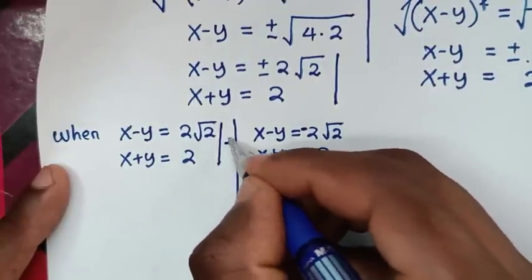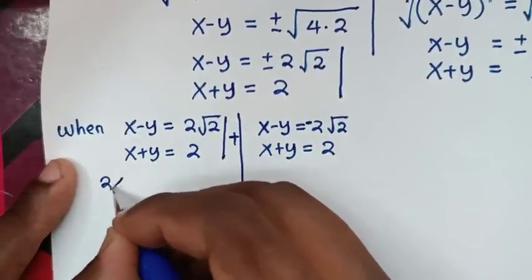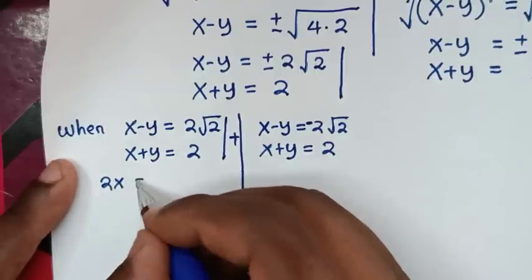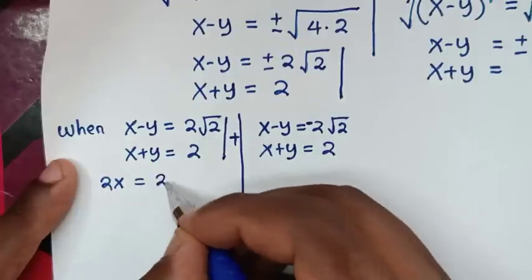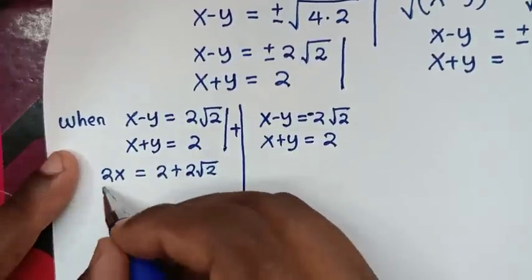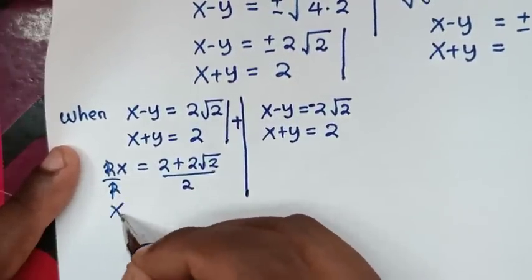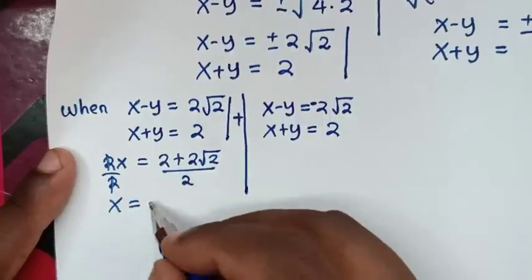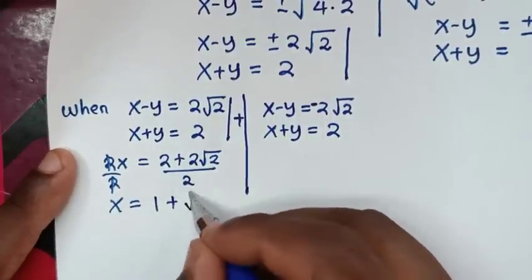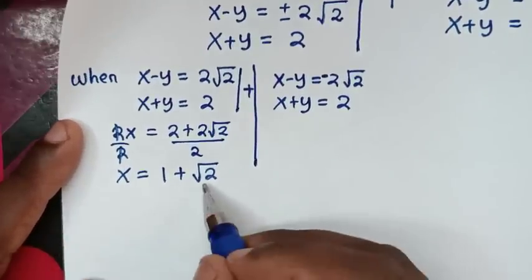So we'll add these two equations. Then x plus x is 2x. Negative y plus y is 0. Then this is equal to this plus this, it will be 2 plus 2 square root of 2. Then we divide by 2 on both sides. So this and this will cancel, it will be x is equal to 2 divided by 2 is 1 plus 2, and this 2 will cancel, so it will be plus square root of 2. Then from here we get the value of x.